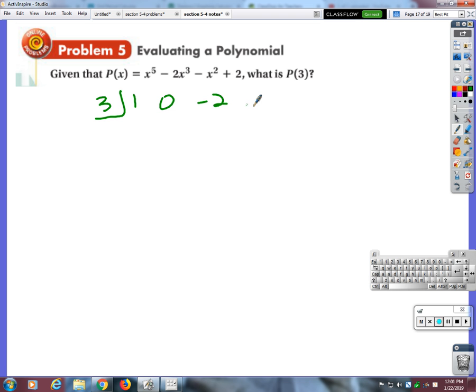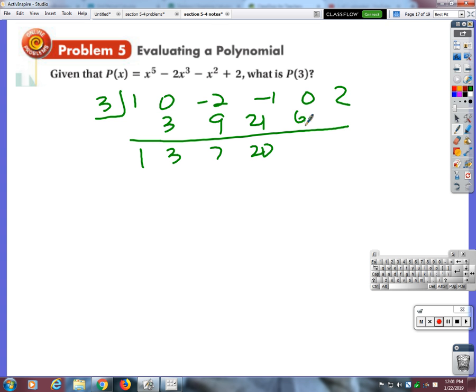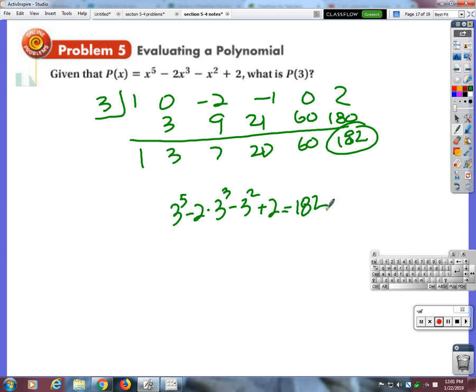But what the remainder theorem tells us is, if I don't want to do all that, maybe I don't have a calculator because my math teacher is being mean, I can just use synthetic division instead, and that makes the math a lot easier. And then I can figure out that the answer is going to be 182, okay? In other words, what I just figured out is that 3 to the 5th minus 2 times 3 cubed minus 3 squared plus 2, if I plug that in, I would get 182 as an answer, okay?